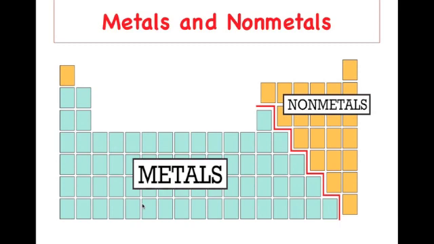This is an image of a periodic table, and the boxes that have been shaded this blue-green color represent those elements that are metals, and they will form cations. The boxes that have this orangey brown shading are those elements that are nonmetals, and they will form anions. The red line or staircase is used to separate your metals from your nonmetals.